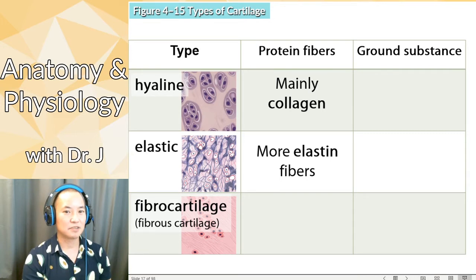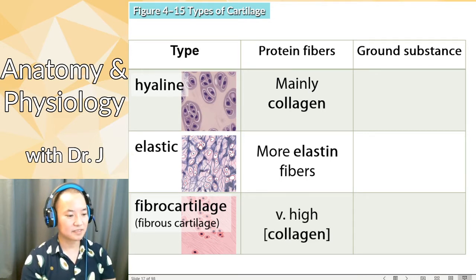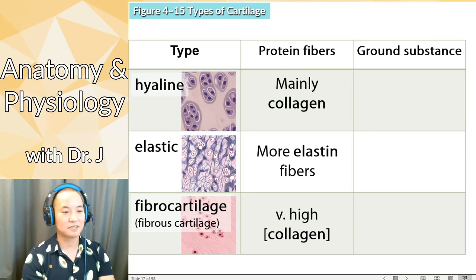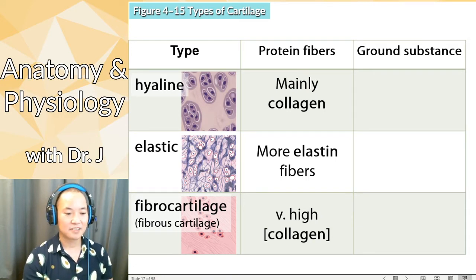those flexible elastic fibers. And then fibrocartilage, compared to hyaline cartilage and elastic, this has the highest concentration of those very strong collagen fibers. So much collagen, there's not too much ground substance, but compared to the other two, fibrocartilage has the highest concentration of collagen. So this is the way I memorize it. It's like, okay, the fibrocartilage, it has fibers. That's a big clue that fibrocartilage is more on the protein fiber side than on the ground substance side.